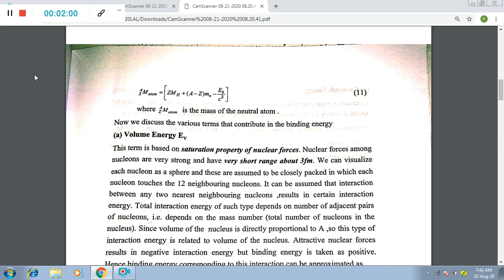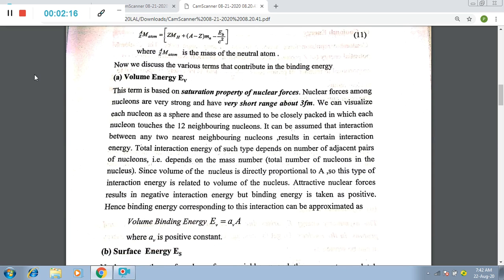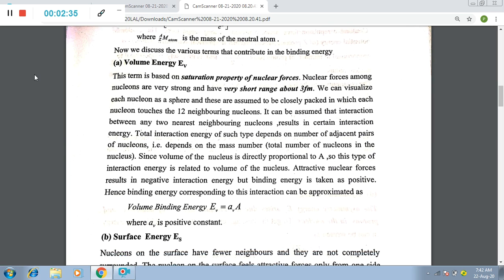Now we discuss the various terms that contribute in the binding energy. The important term which contributes in the binding energy is volume energy EV. This term is based on saturation properties of nuclear forces. Nuclear forces among nucleons are very strong and have very short range, about 3 fermi. We can visualize each nucleon as a sphere, and these are assumed to be closely packed, in which each nucleon touches the 12 neighboring nucleons.